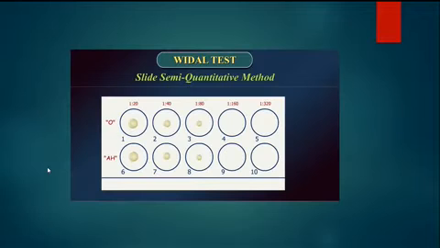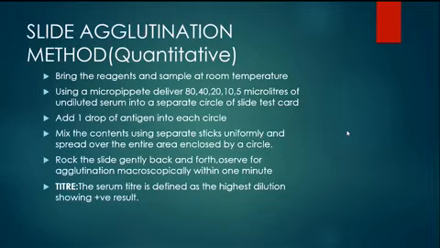The next step is that we have to rotate this card using our own hands so that the contents are mixed properly, and we do this for 1 minute, and after that we look for any agglutination macroscopically. And if agglutination occurs, we are going to look for the titer. What is titer? The serum titer is defined as the highest dilution showing a positive result.